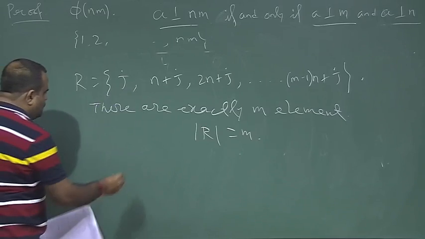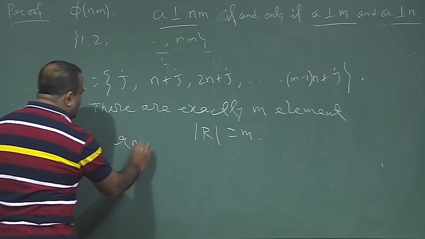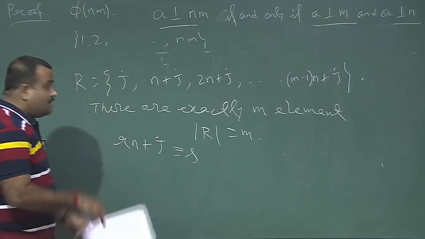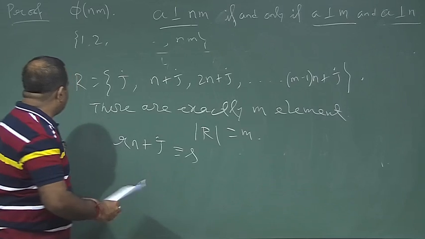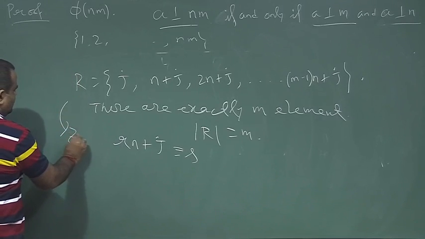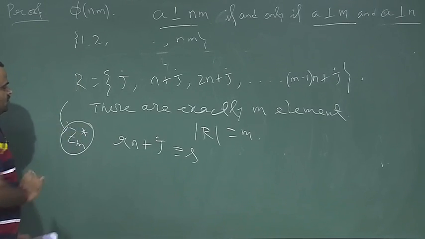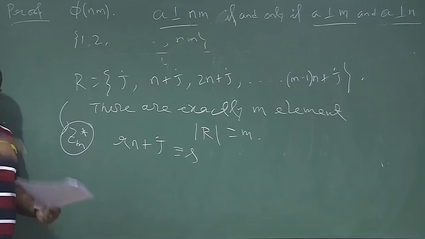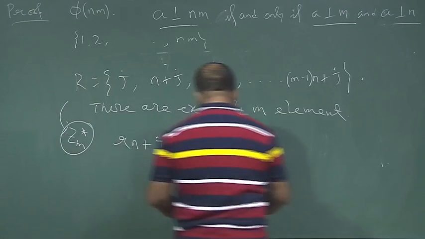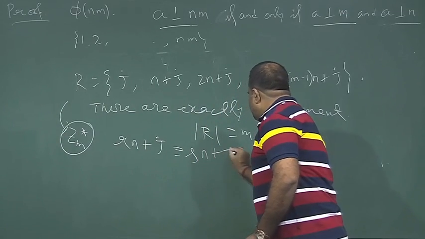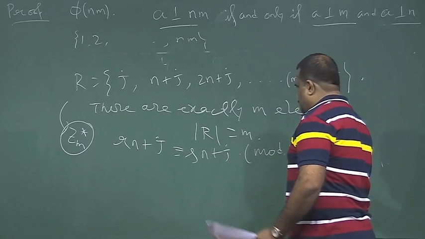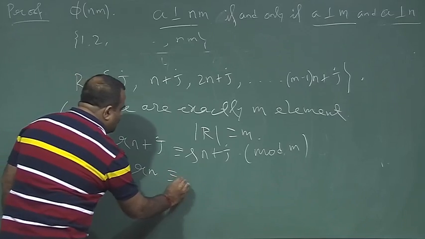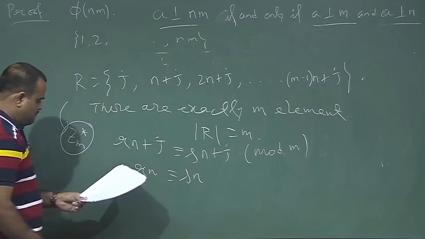Okay. Now if you take any two elements from here, they are of the form r n plus j. Suppose they are congruent under mod m. We want to see whether this set is eventually Z m star or not. Yes, this is Z m star. So there are phi m elements which are co-prime to m; we want to see that under the mod m operation. If they are equal under mod m, then r n must be congruent to s n under mod m.